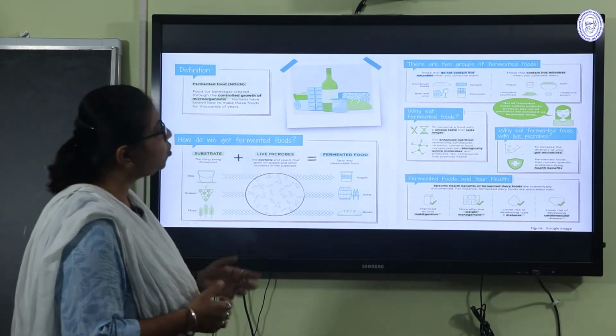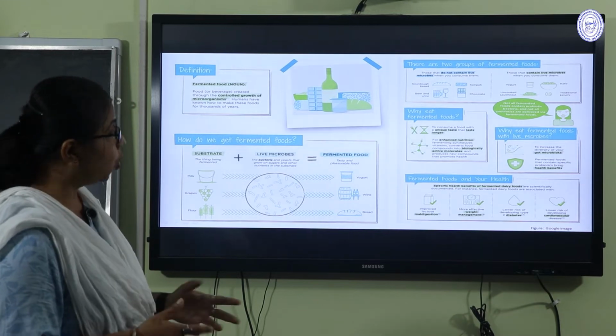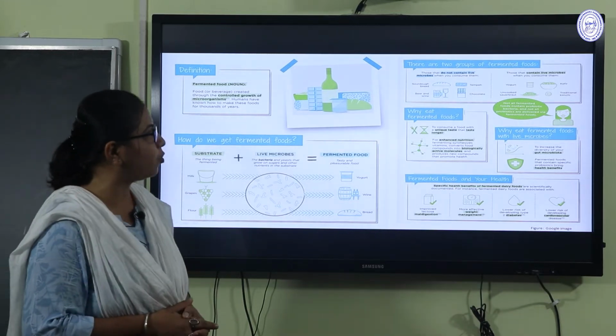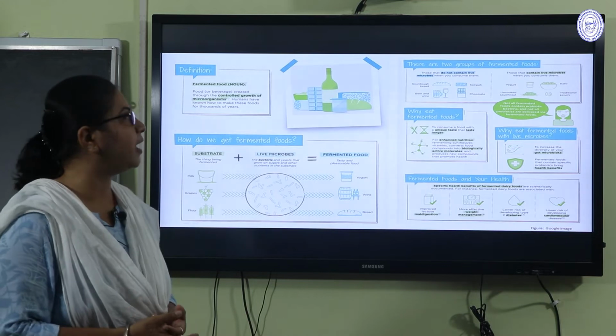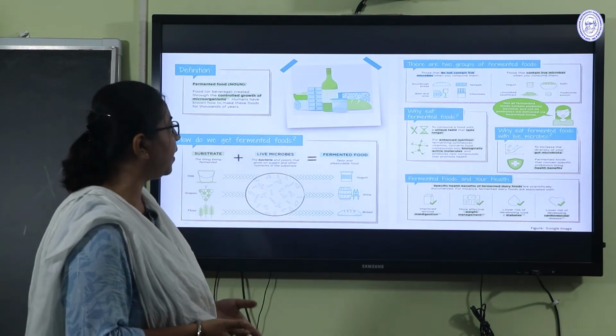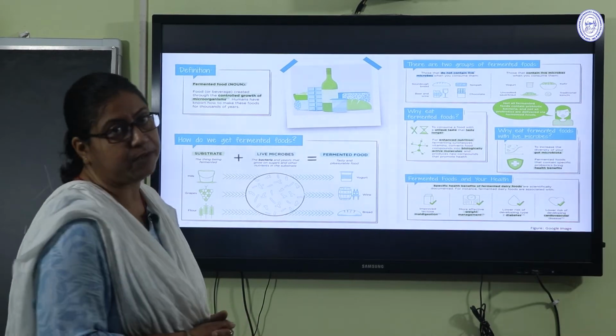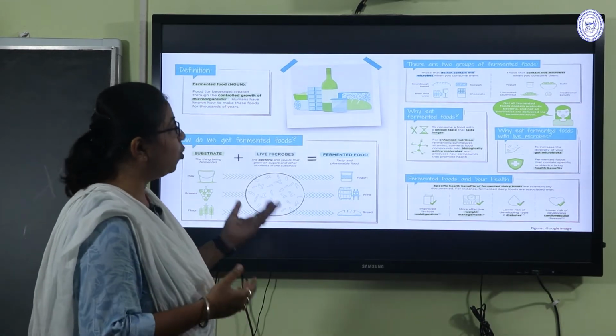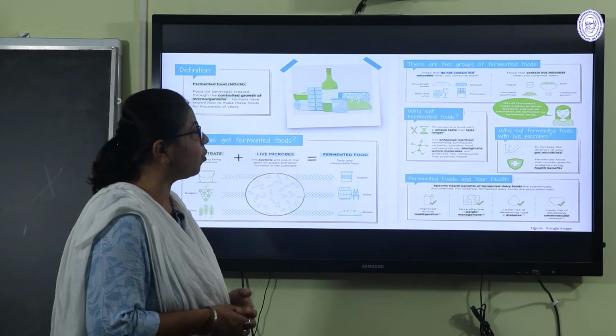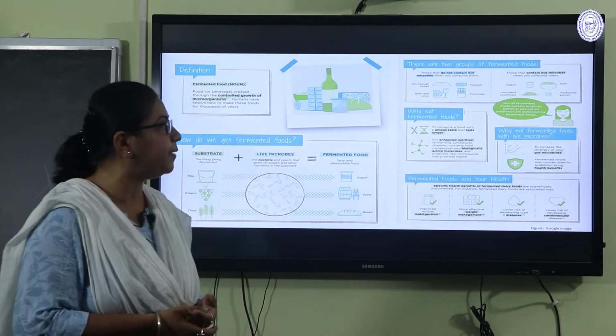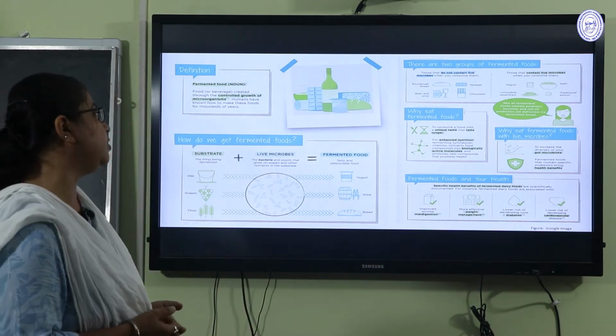There are two groups of fermented foods: those that do not contain live microbes when we consume them, which are sourdough bread, tempeh, beer and wine, and chocolate. And some that do contain live microbes, which are yogurt, kefir, undercooked or uncooked sauerkraut, and traditional kimchi.